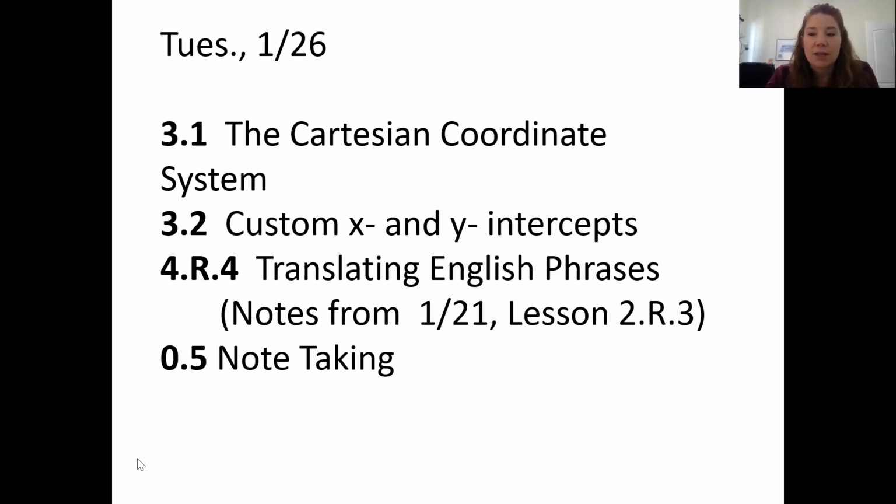But I do want to spend a good bit of time talking about graphing lines, because we're going to be doing that for the rest of the class as well.